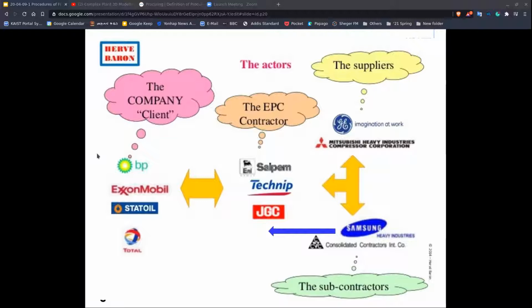As you can see, Samsung Heavy Industries is in this section. I think Samsung Heavy Industries is now in the EPC contractor section. They used to be subcontractors 10 or 20 years ago, but now they have managed to take projects as main contractors. So these are the main actors in this whole process.